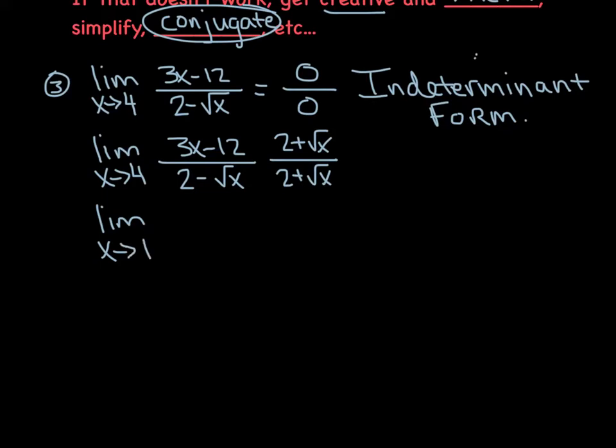Just leave it as the product. I'm going to factor out the 3. That'll give me x minus 4. And then we've got our 2 plus radical x. So I factored the numerator, left it all as the product of all that jazz. On the bottom, though, I am going to multiply them out.